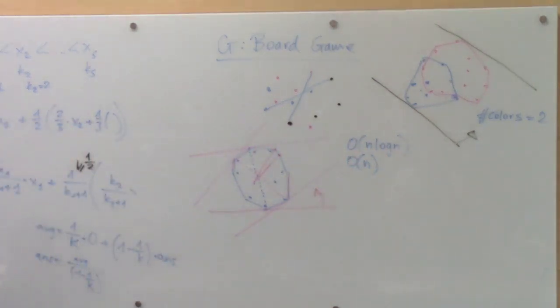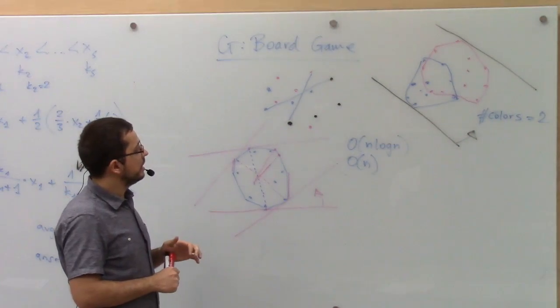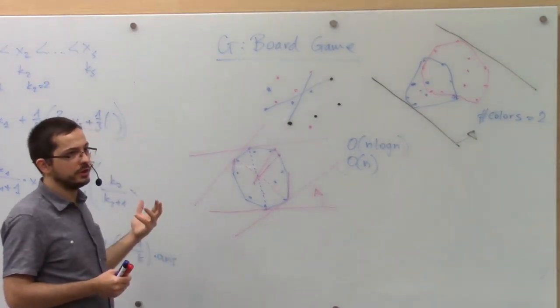Okay, so now what happens if we have any number of colors? Once again, here I know at least two algorithms for doing this.